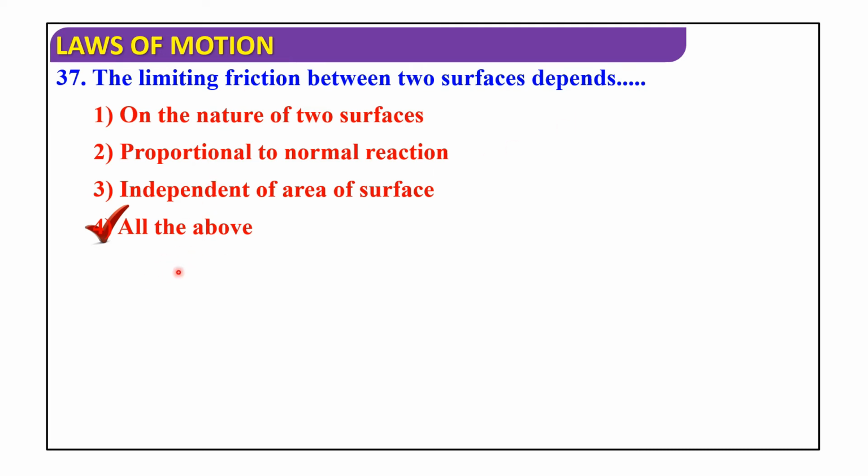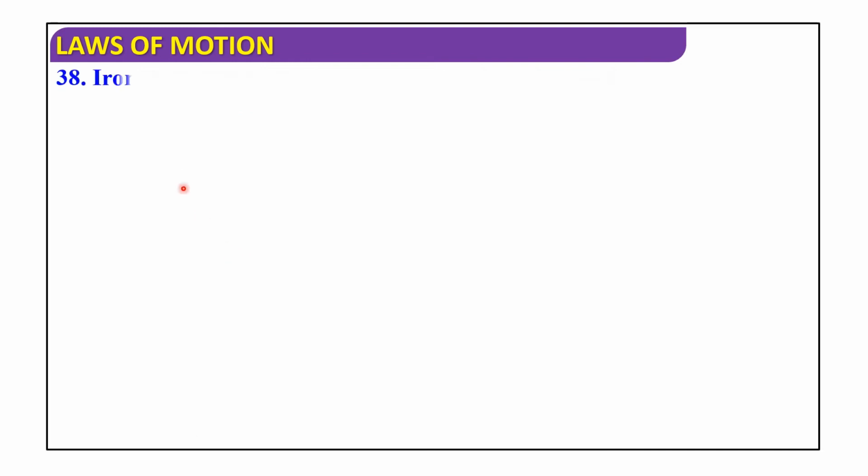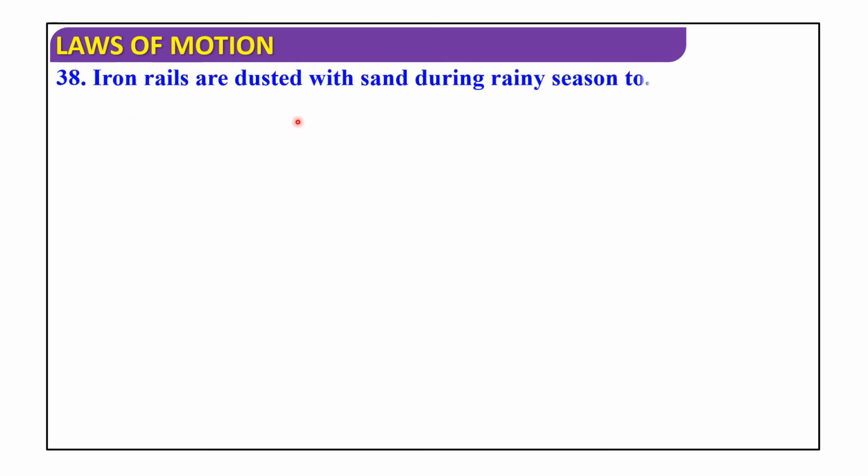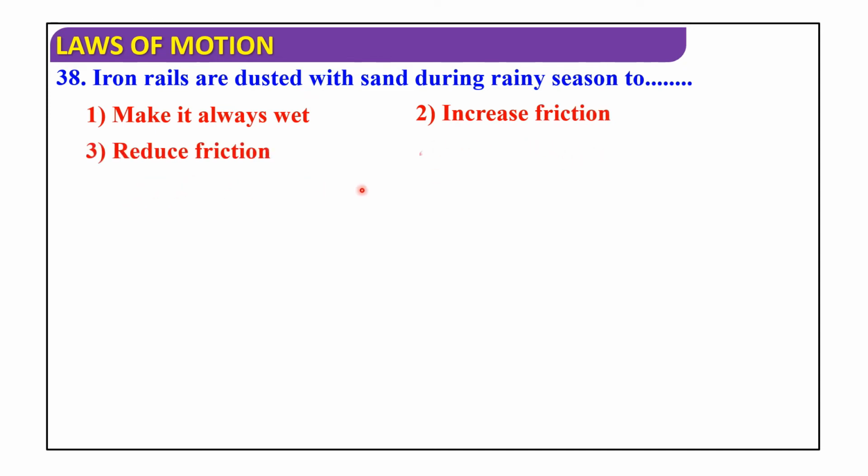So all the above. Next, iron nails are dusted with sand during rainy season to make it always wet, increase friction, reduce friction, or stop the train. Here, to increase the friction.